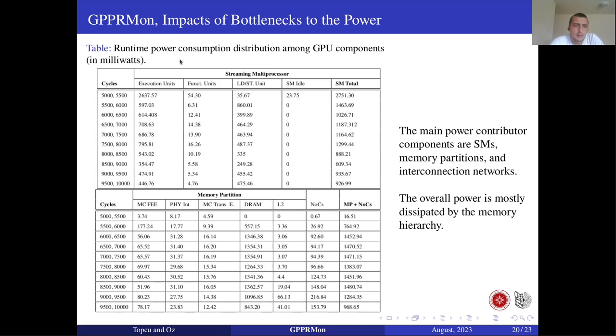These are the runtime power consumption statistics of the SMs and memory partitions. Memory partitions include the DRAM elements and the L2 cache. These are the sub-elements of the DRAM, and the interconnection network. These are the streaming multiprocessor components. As you can see, when the execution continues, the overall power dissipation of the streaming multiprocessor decreases, because most of the time these streaming multiprocessors wait for the data from the off-chip memory hierarchy, and the off-chip memory hierarchy power consumption increases as the execution goes on.